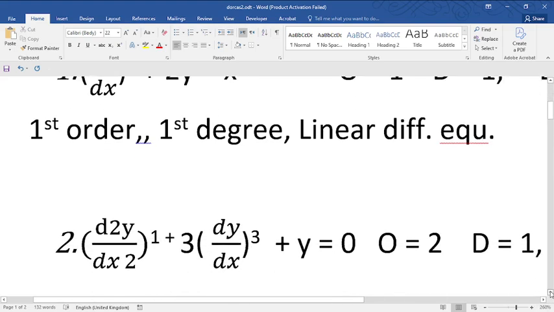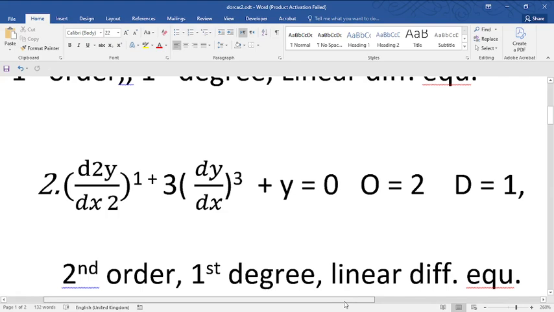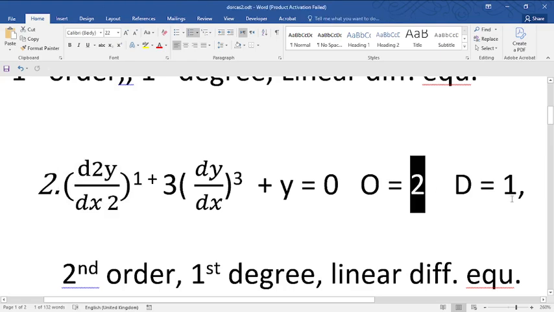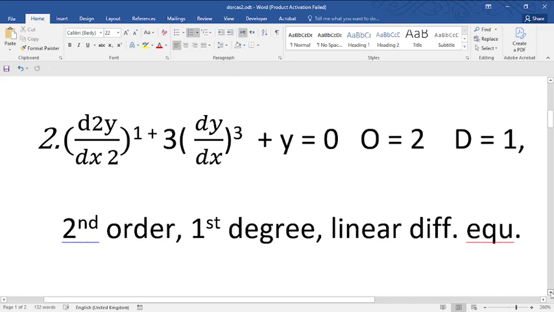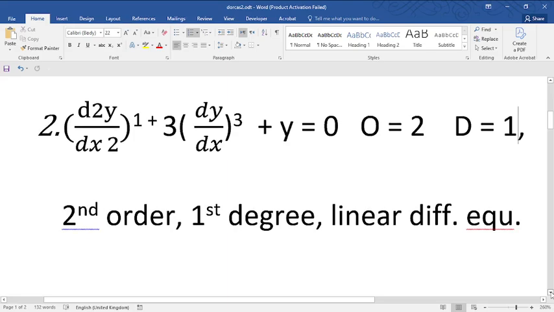For the second one, we are given d squared y over dx squared to the power of 1, and so on, plus y equals 0. You can see that our order is 2, because the highest differential coefficient is d squared y, so they differentiated it 2 times, and the degree, it is raised to power what? Raised to power 1. Since it is 1, we have a linear equation, so we name it second order, first degree linear differential equation.